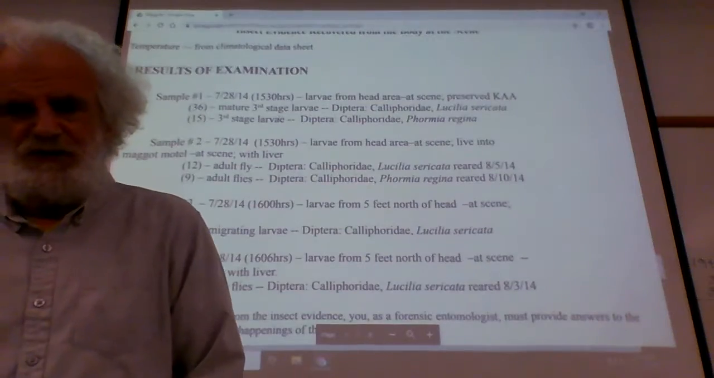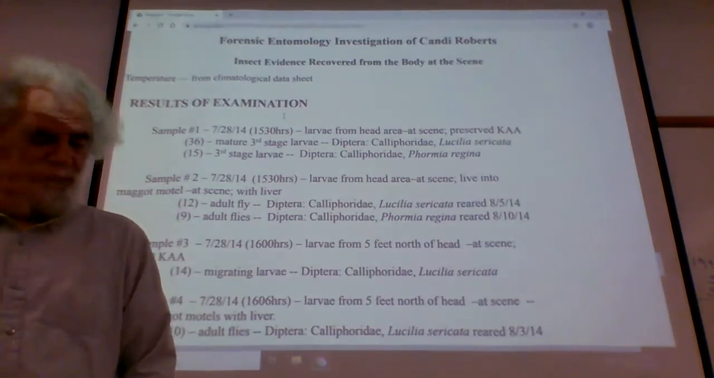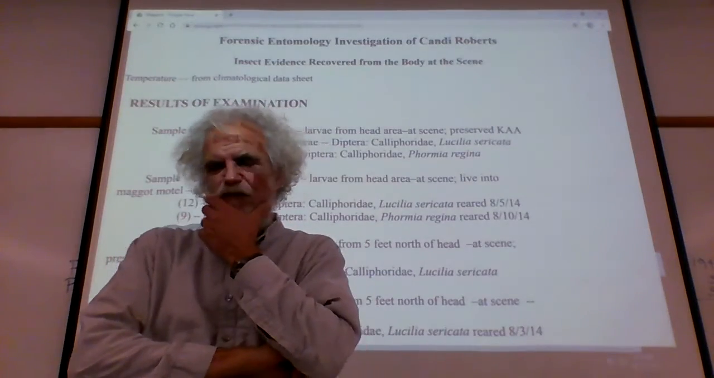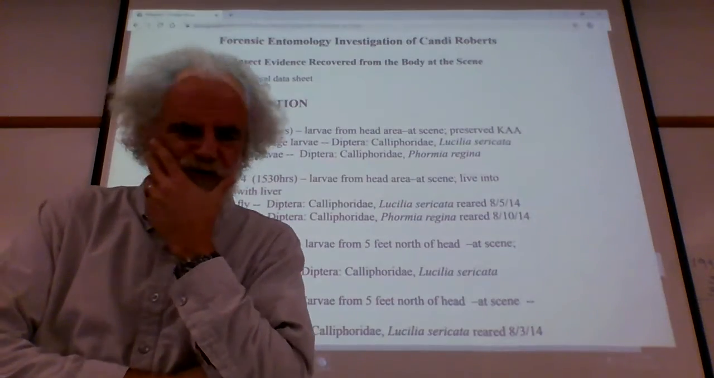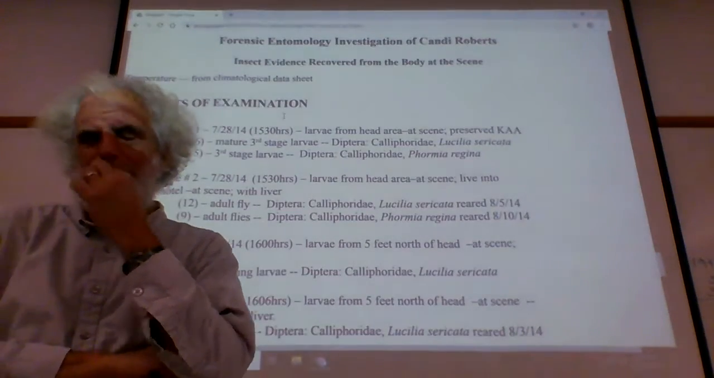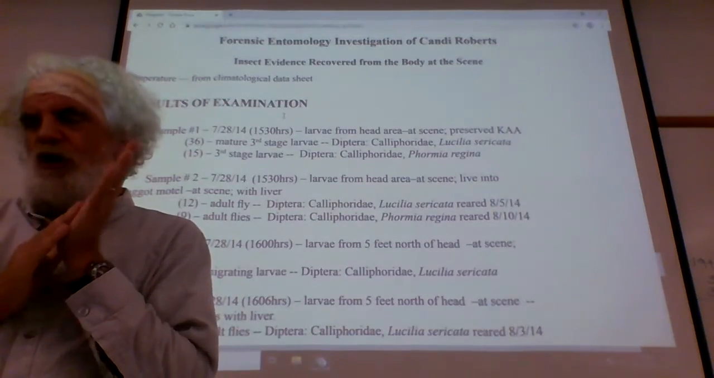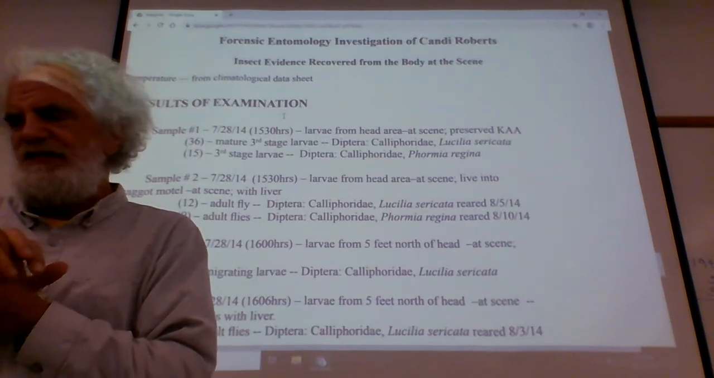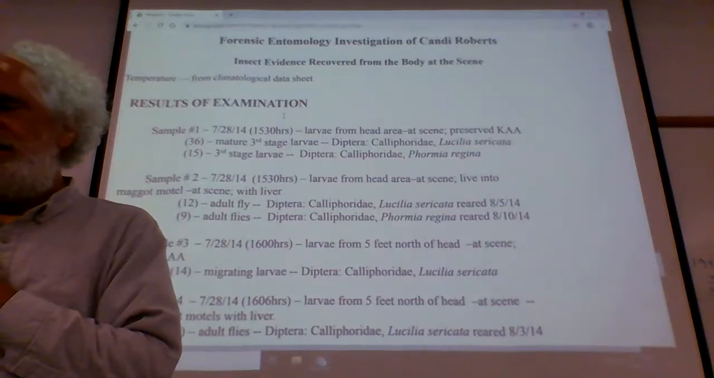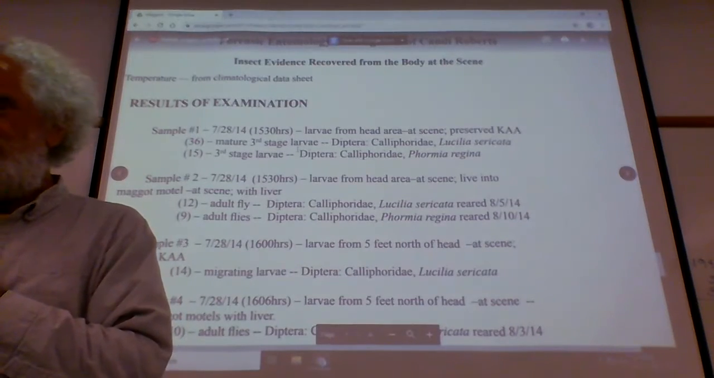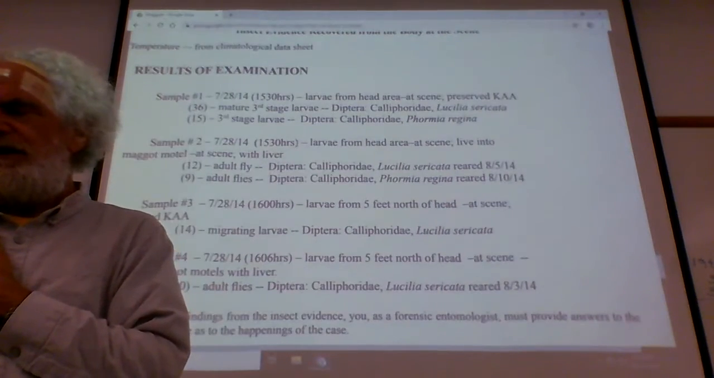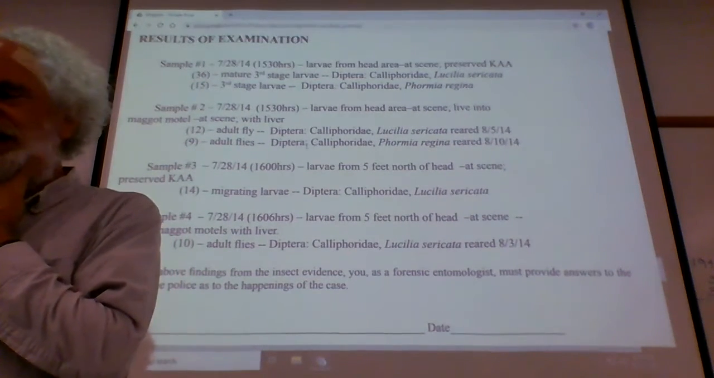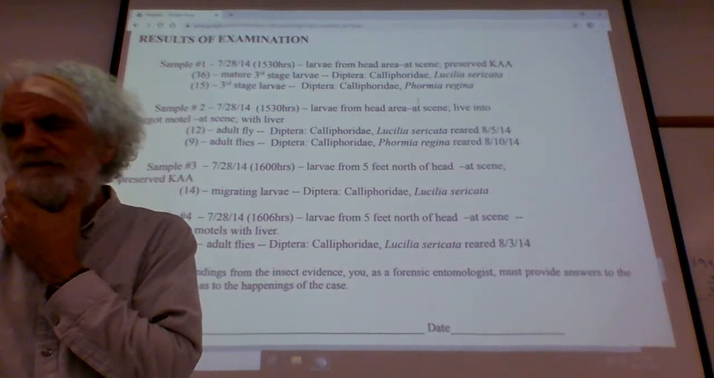All right, so this is the next sheet, kind of the answers that I'll hand you, and see if you can't come up with some of this information. And if you are getting too confused, we can go over it a little bit more. But the idea is that sample 1 is a larva from the head scene, and it's a mature third stage larva of Lucilia, and a third stage larva from Phormia.